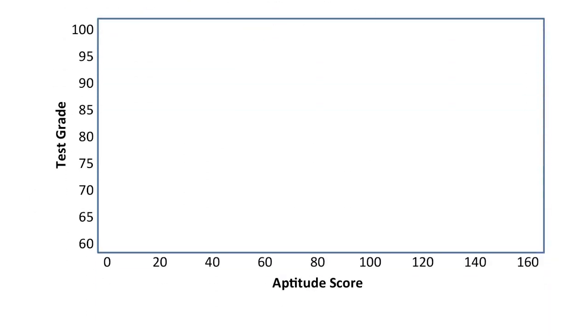All right, let's take another example. In this case, we're looking at an aptitude score. So that would be like some kind of test where we measure students' maybe potential, and then we're going to see how that relates to a set of test scores. So what would you think? Positive or negative relationship? As one's aptitude goes up, would you think their test scores would go up or down?